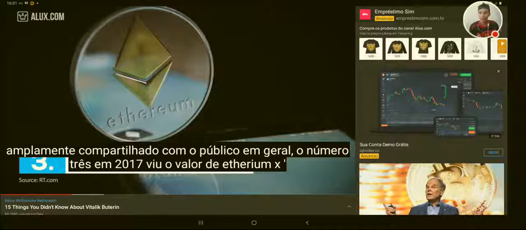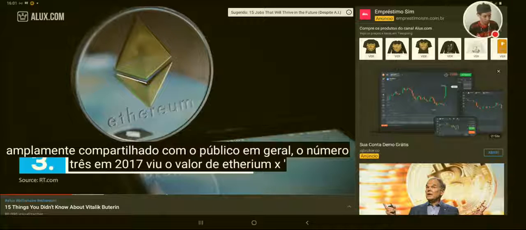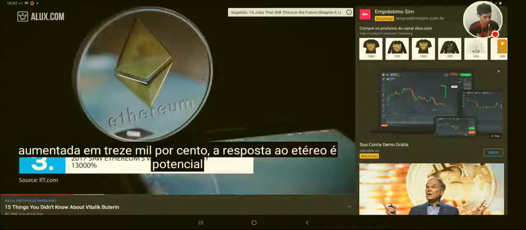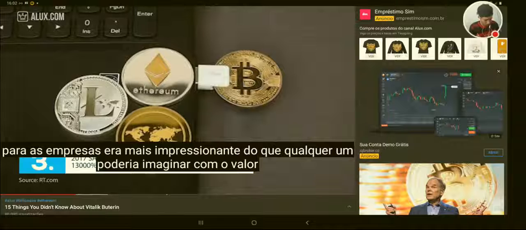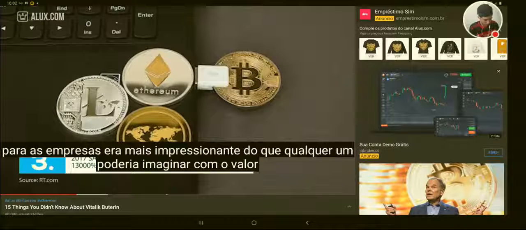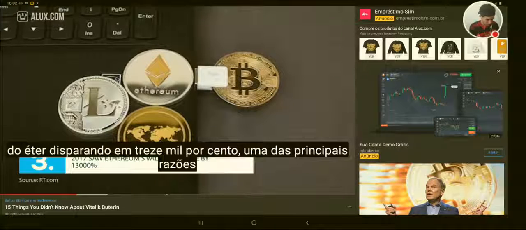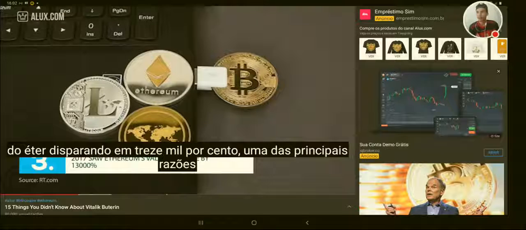Number 3. 2017 saw Ethereum's value increase by 13,000%. The response to Ethereum's potential for businesses was more overwhelming than anyone had imagined, with the value of Ethereum rising by 13,000%.